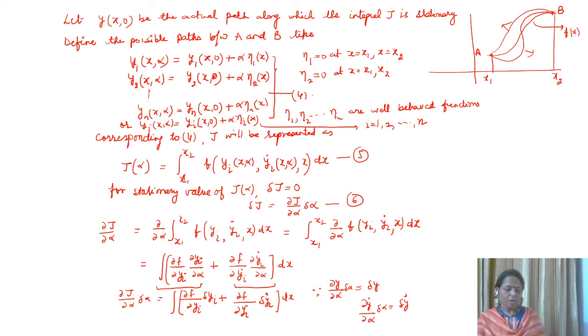Now again, by breaking it into two parts, I may write delta J is equal to, there it was delta F by delta yi plus delta F by delta yi dot times delta yi dot, and this was dx, and initially it is from x1 to x2, which I am not writing again and again, it is understood.